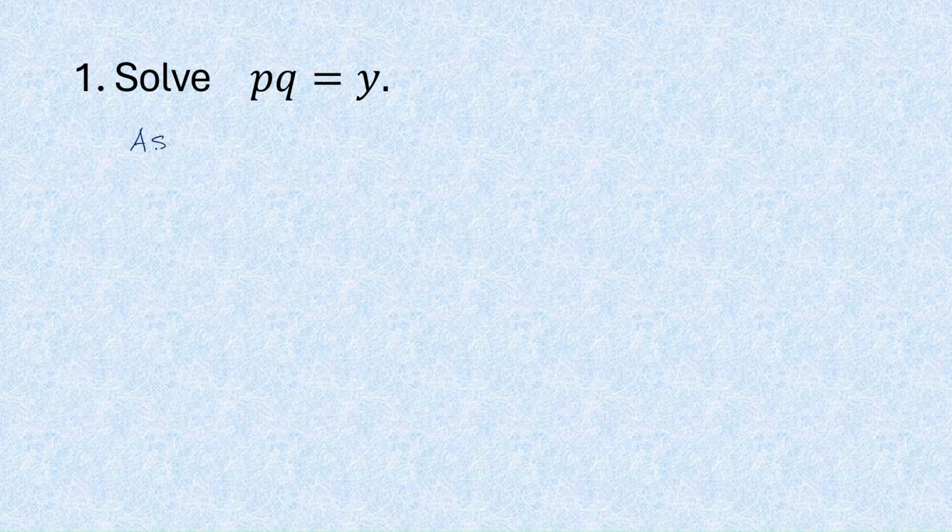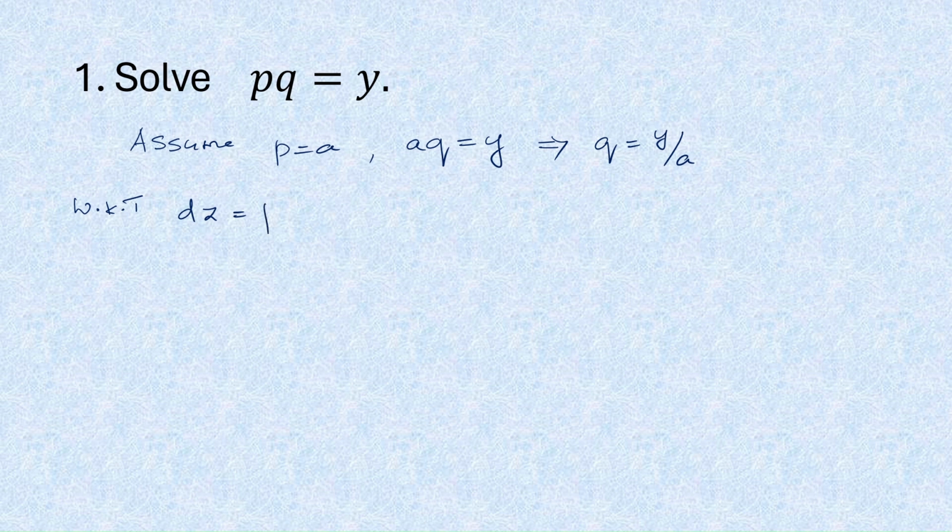Here the first step is we have to assume p = a in the given equation, which gives a·q = y, which implies q = y/a. Already we know that dz = p dx + q dy, because z is a function of x and y. So dz = a dx + (y/a) dy, since p is assumed as a.